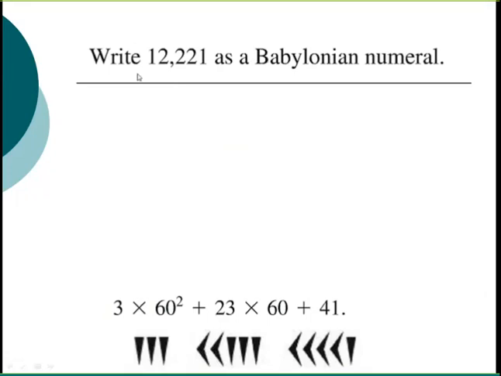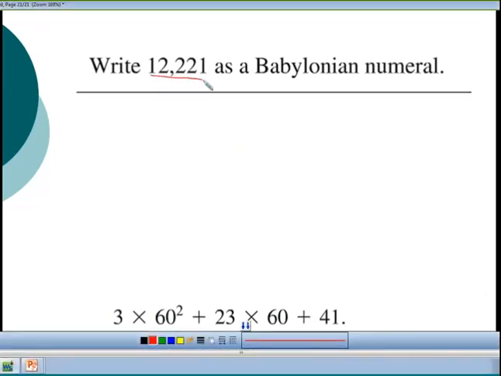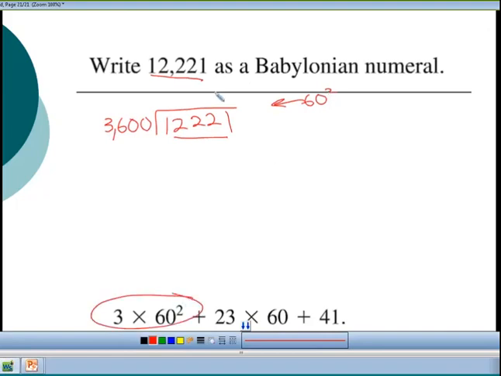But you need to take this number, 12,221, and divide it by 3,600. And that'll tell you how many groups of 60 squared you have. So this will tell you groups of 60 squared. And as we find out down here, there's going to be 3.